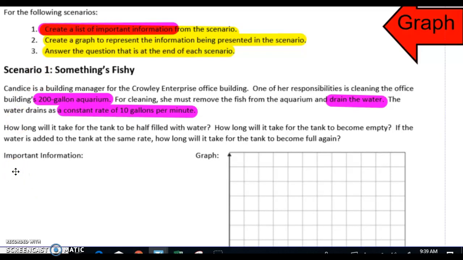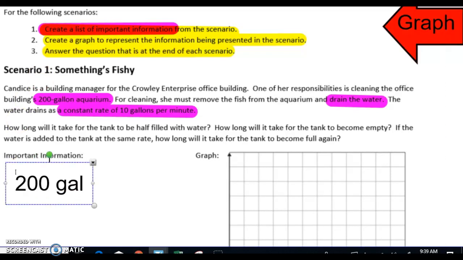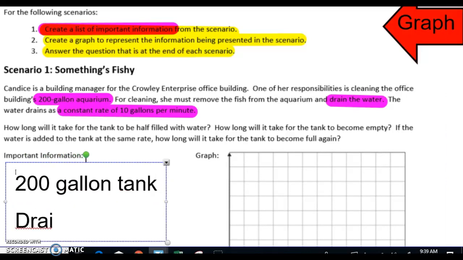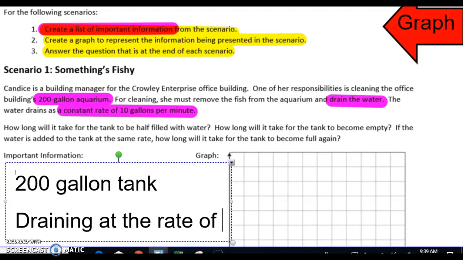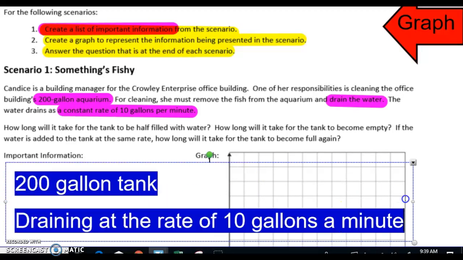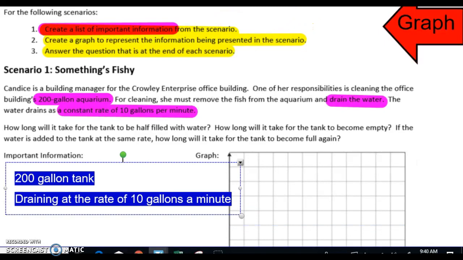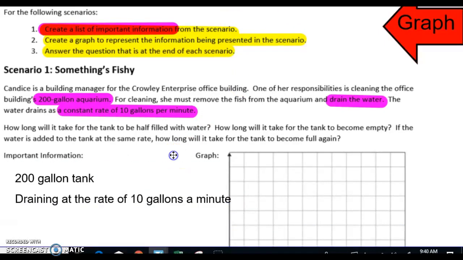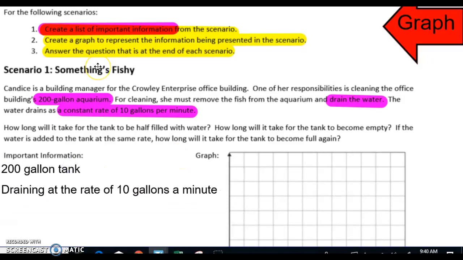So I think important information is there's a 200-gallon tank and it's draining at the rate of 10 gallons a minute. And while I'm thinking about that, I'm thinking, wow, if it's draining at the rate of 10 gallons a minute, that means the amount of water is going down in the tank. It's not increasing, it's decreasing. Okay, so for me, that's important information to keep in mind. So that's question number 1.